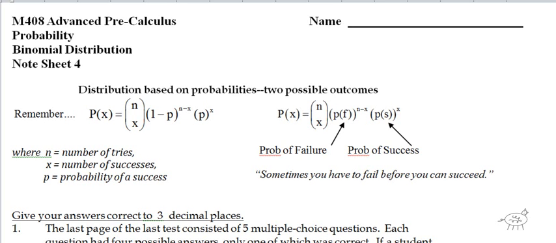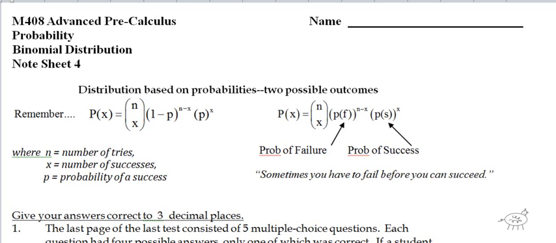Today is day 4 of probability, and we're going to use a formula we've used in the past. Just last chapter, when we did binomial expansion, I had you expand and find the middle term, or the fifth term, given a binomial like (x + 3) to the 10th power. You could expand it and find whatever term you wanted. Well, we're going to use that for probabilities as well.